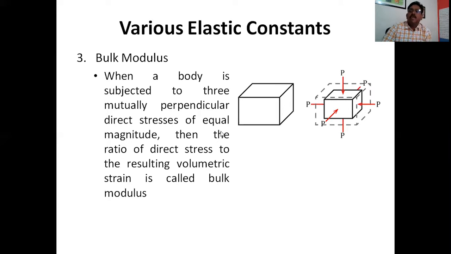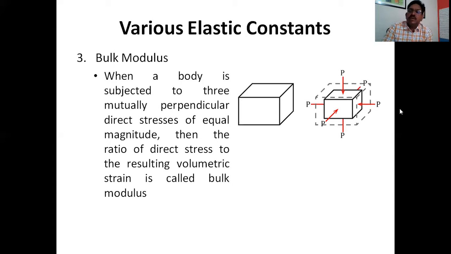So this is the body, and it is subjected to three mutually perpendicular stresses. See here, load in this direction. All these are compressive loads, mutually perpendicular and of equal magnitude. The load applied here is equal, therefore the stress will be equal, because the cross-sectional area is equal in all directions. So when it is subjected to three mutually perpendicular direct stresses of equal magnitude, then the ratio of direct stress to the resulting volumetric strain is called bulk modulus.